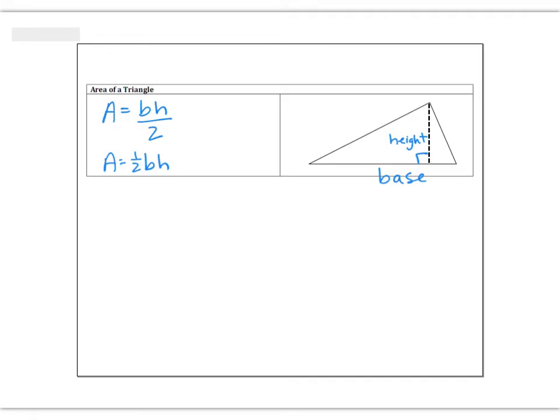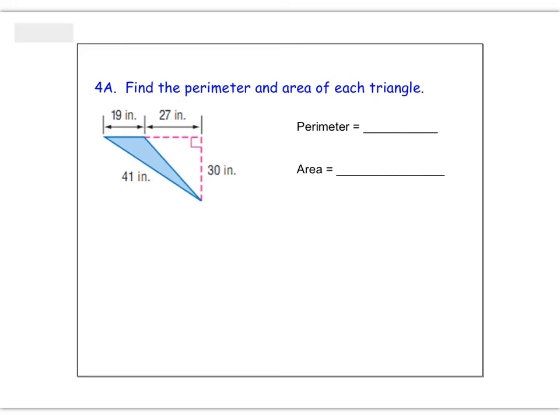Let's go ahead and go to the next problem. So find the perimeter and the area of each triangle. When they talk about each triangle, they're talking about the shaded triangle, okay? So we're talking about the blue triangle. Now to get the perimeter around that blue triangle, I can see one side is 19, I can see one side is 41, but I don't have that third side. I need to find it.